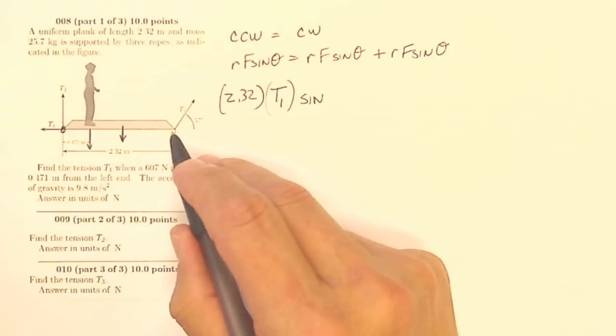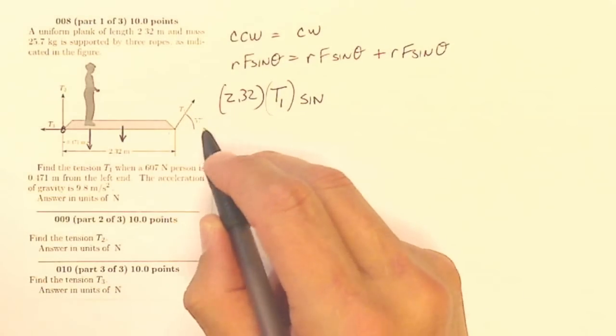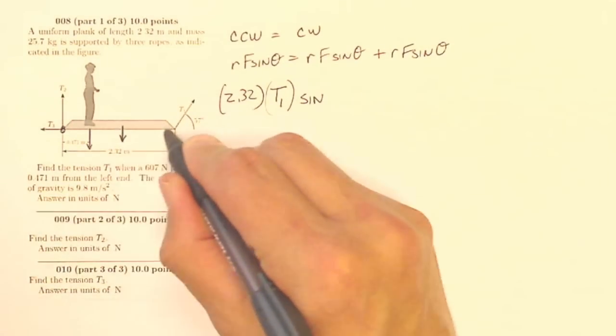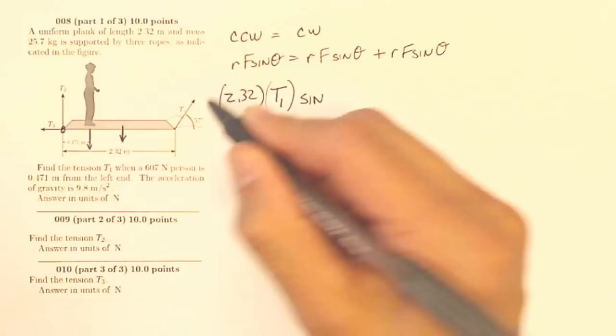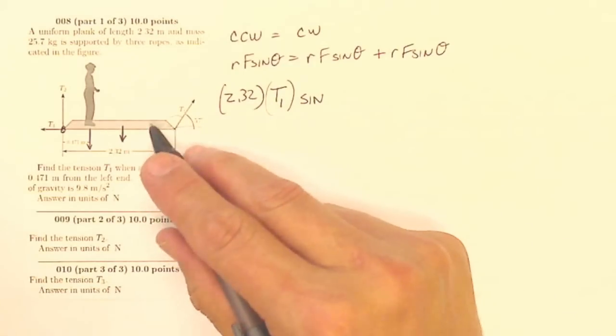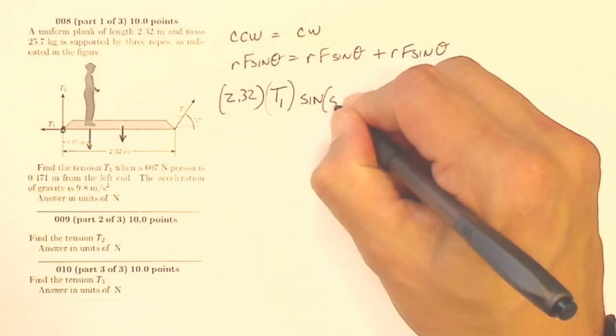Now what's my theta? Theta is the angle between the force and the radius. So I could do this as the radius and use this big angle, or I could use this 57 degree angle. Either one will work because I'll get the same answer if I find the sine of 57 or 180 minus 57. So I'm just going to use 57.